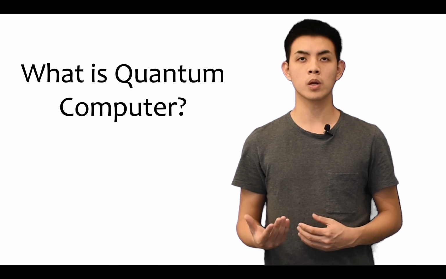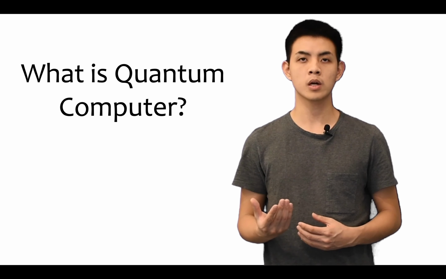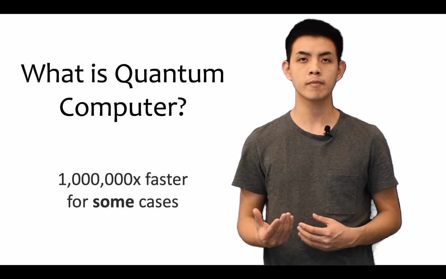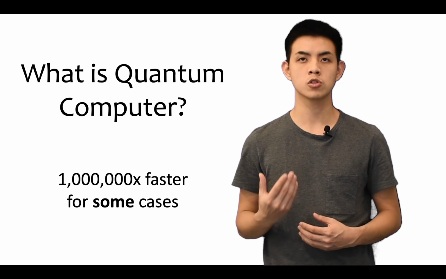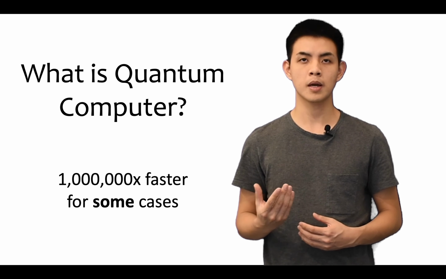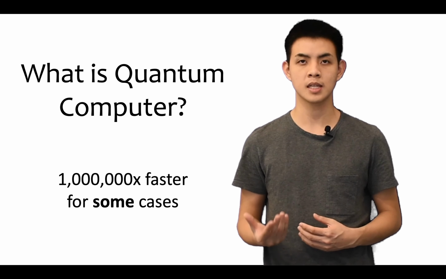What is a quantum computer? A quantum computer is a computer that can solve some problems a million times faster than a classical supercomputer. It does this by leveraging the magic of quantum states. A classical computer is a computer that we use every day. It has memory and a CPU. Memory stores the data, and the CPU changes the data and stores it back to memory.